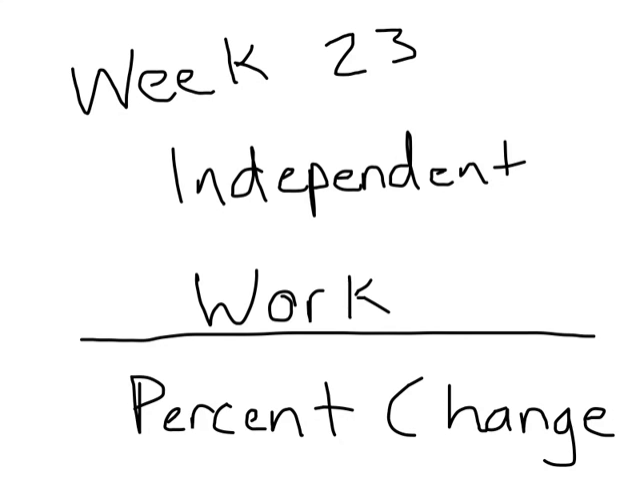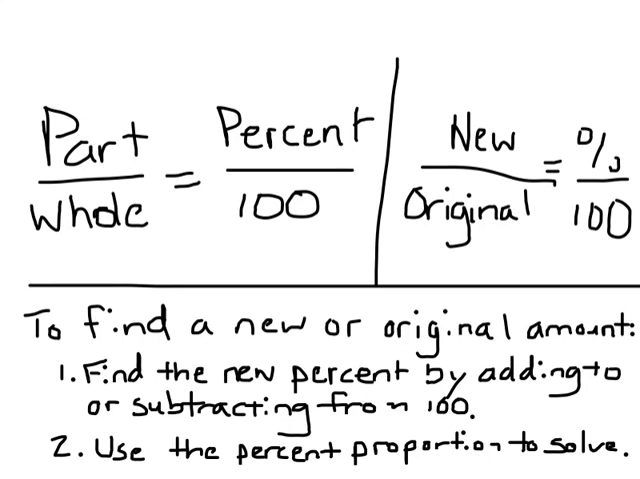Let's dive right in. Remember that we learned the percent proportion, that the part over the whole is equal to the percent over 100. When we did percent change, we related that proportion. The part is the new amount. The whole is the original amount because that original amount represents 100%. So we can still use our proportion to solve percent change problems.